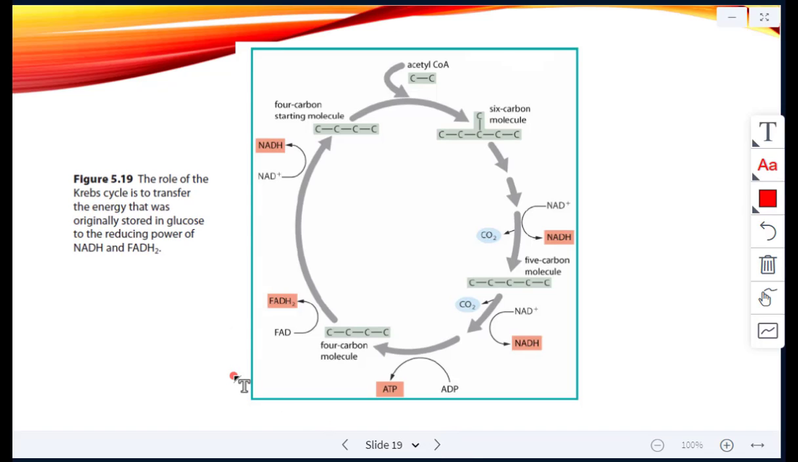All right, so here we're just seeing what is happening in the Krebs cycle. The role of the Krebs cycle is to transfer the energy that was originally stored in glucose to the reducing power of NADH, here, here, and here, as well as FADH2, which we see here. And there's that one molecule of ATP being produced as well.